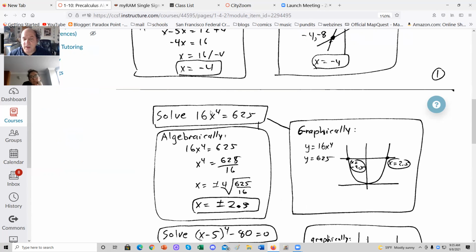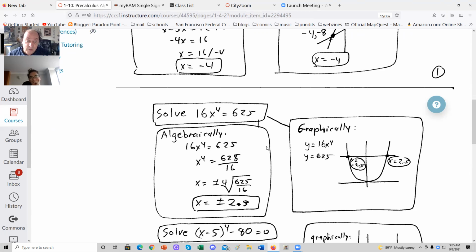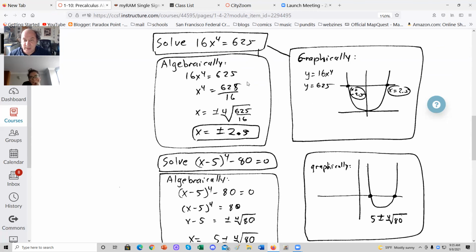Here they ask to solve 16x to the 4th equals 625. Well, a graphing calculator will give you a graph of y equals 16x to the 4th. It looks sort of like a parabola, only a lot blunter nosed. And 625 is a horizontal line. And you can find it, and these will be at x equals 2.5 and x equals negative 2.5. Well, I mean, at least you can see that there's two solutions. That graphics can give you a qualitative answer. How many solutions?